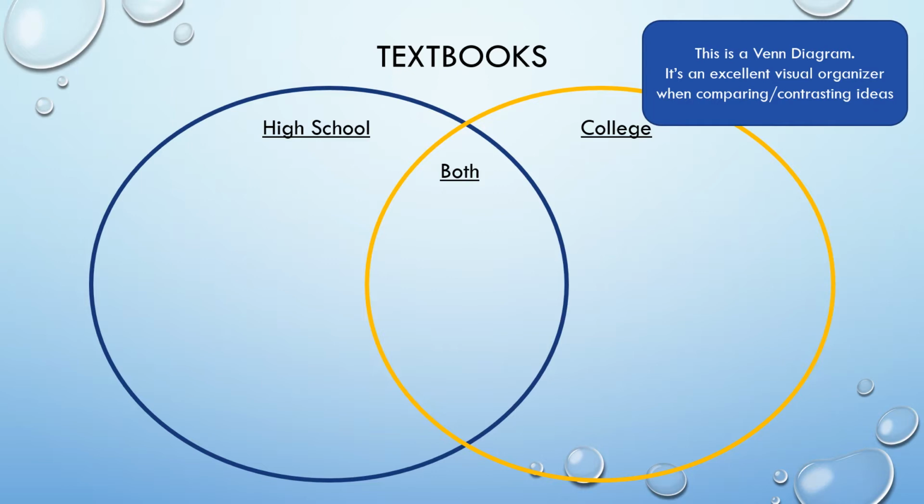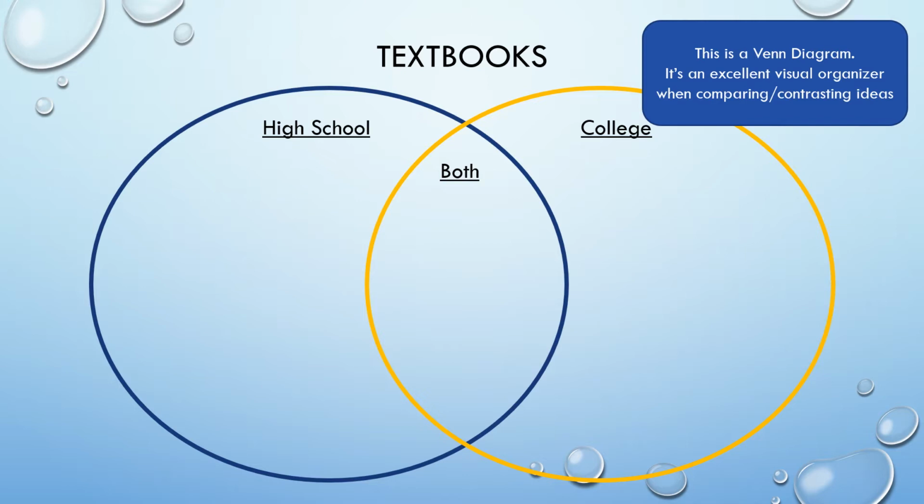A Venn diagram is an excellent visual organizer that allows you to compare and contrast ideas. So the information that you put in the middle where the two circles overlap are common to both things that you're comparing and contrasting. And then the things that fall outside of that middle are unique to those two topics.